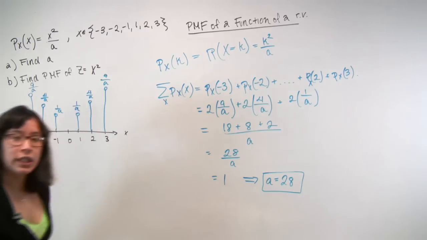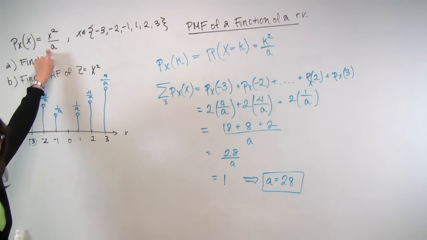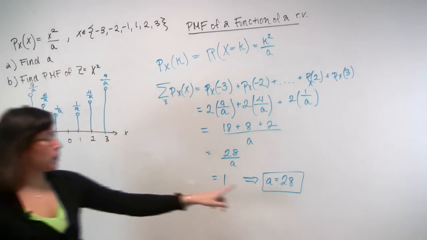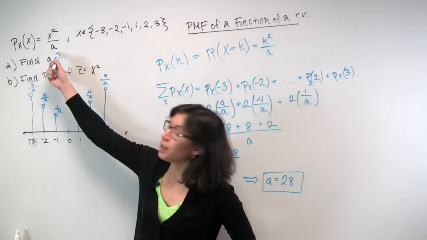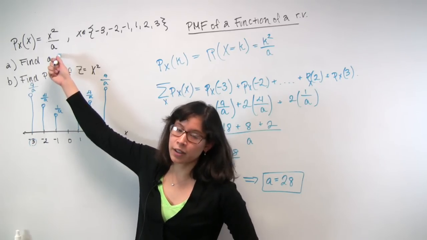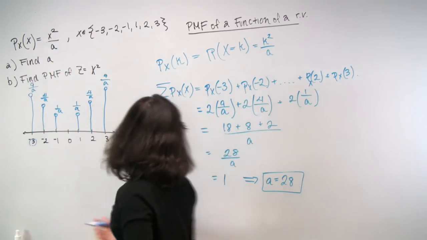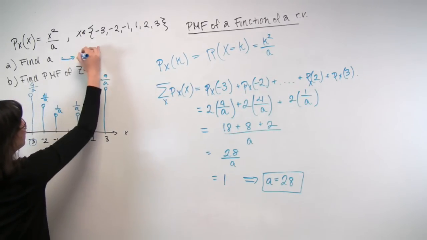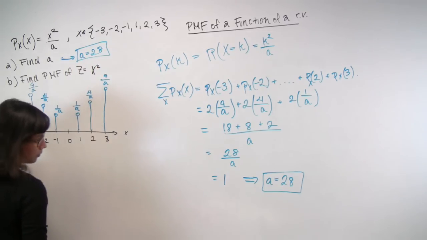So what we've shown here is that you actually don't have a choice for what value a can take on. It must take on 28. In fact, if you plug in any other value than 28 in here, you are not going to have a valid PMF because it's not going to sum to 1. Okay, so I'm going to write my answer here and then erase to give myself more room for part B.